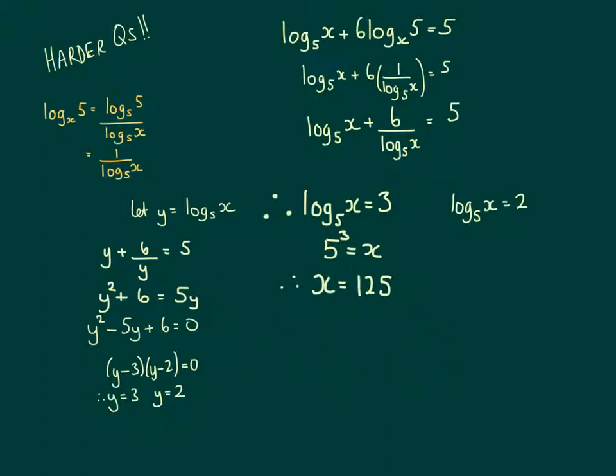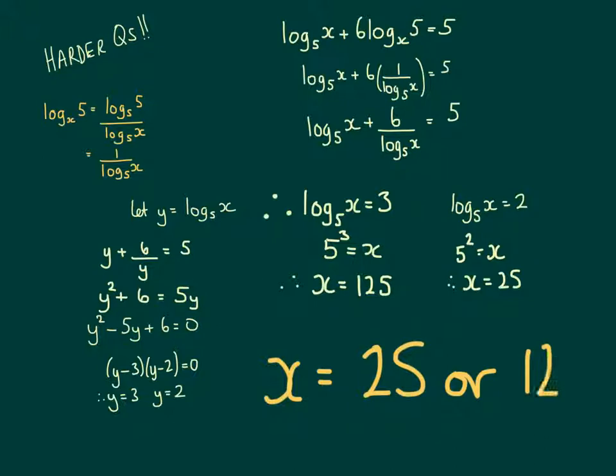And then the next one, log to the base 5 of x equals 2. Well, that's rewritten as an exponential, it's going to be 5 squared equals x. So therefore x is going to be equal to 25. And that's it. So the answers to that equation were x equals 25 and x equals 125. So again, easy.